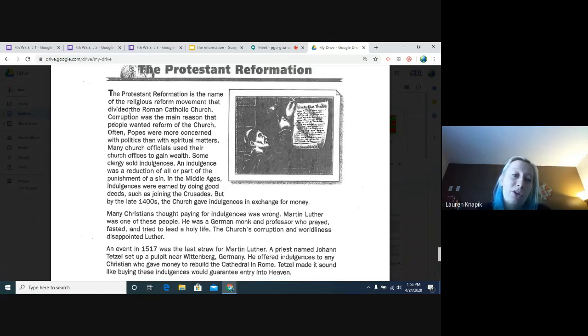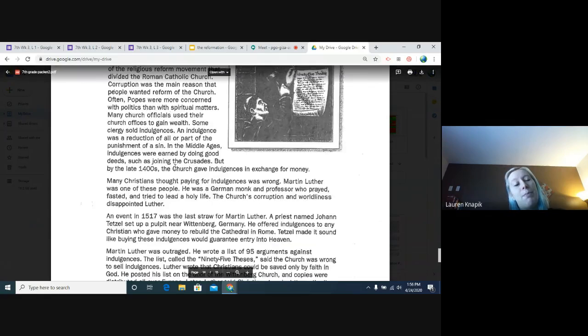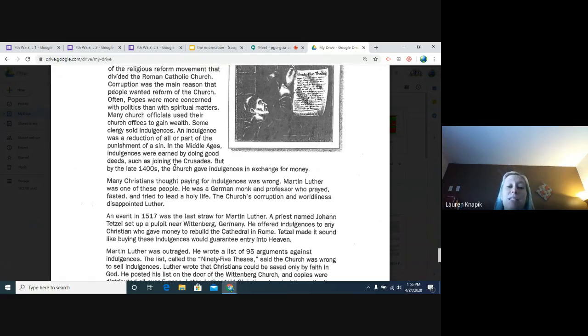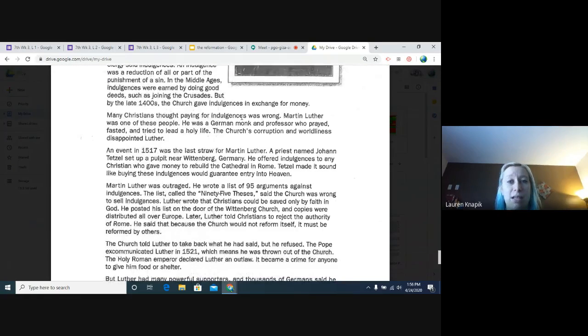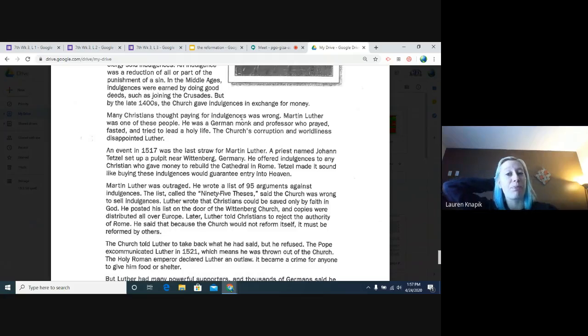Often, popes were more concerned with politics than with spiritual matters. Many church officials used their church offices to gain wealth. Some clergy sold indulgences. An indulgence was a reduction of all or part of the punishment of a sin. In the early Middle Ages, indulgences were earned by doing good deeds, such as joining the Crusades. But by the late 1400s, the church gave indulgences in exchange for money. Many Christians thought paying for indulgences was wrong. You're paying for forgiveness, you're paying your way to heaven.